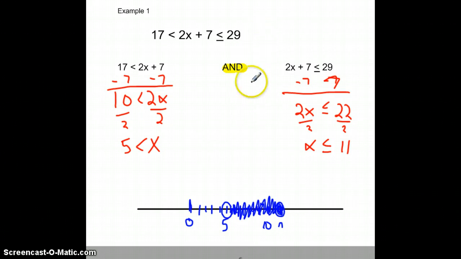Take a second. Draw on your number line correctly. If you need to press pause, and then we'll move on to example 2. But notice when we have and, it's got to fit both criteria. It has to be greater than 5, and it also has to be less than 11. It's got to fit both criteria.